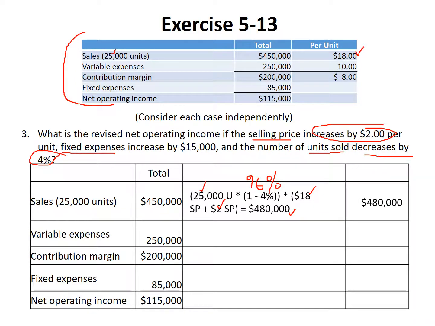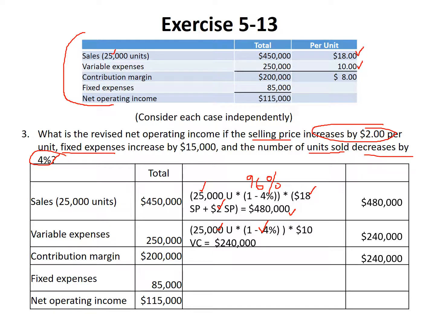Now again, since we have a change in volume, that's going to change our variable costs. So let's take a look at that. We take our 25,000 units we originally started out with, we subtract the 4% decrease, and our variable costs aren't changing, so it's going to be the 24,000 units times $10 a unit. So our variable costs are going to go down to $240,000. Okay, and we mark that there. Now our contribution margin, when we do the calculation, comes out to $240,000.